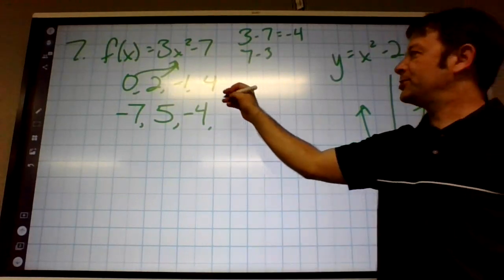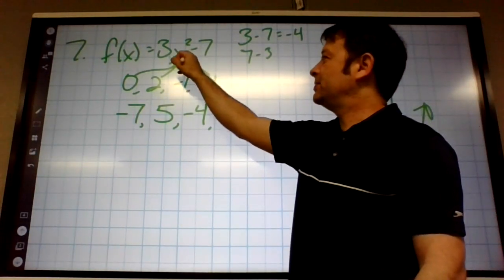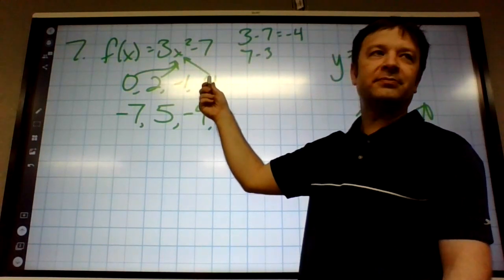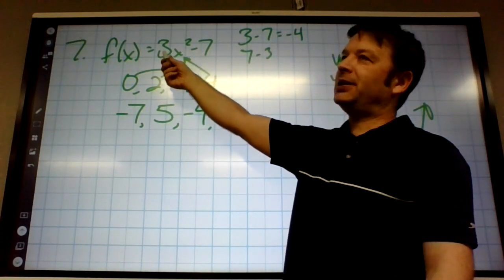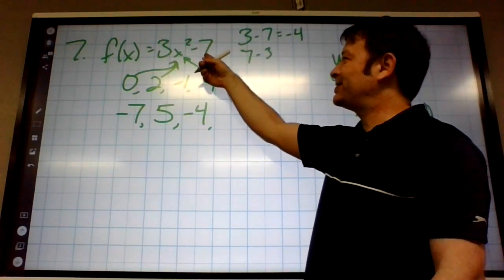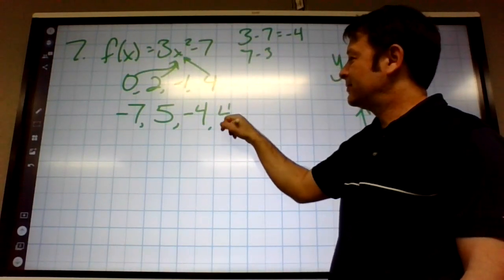Okay, and then 4 squared. Did you hear what that was when I was talking to Josiah? 16. Okay, 16 times 3. You probably need your calculator for that one. It's 48 minus 7. 41.